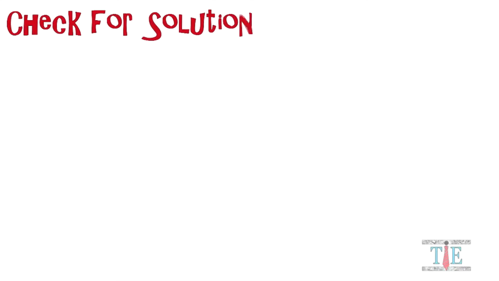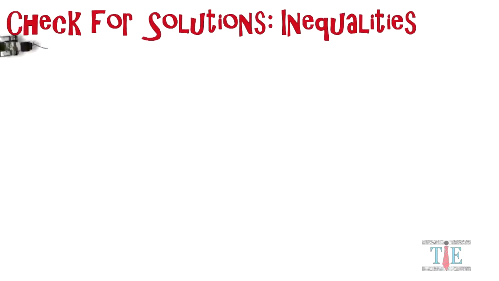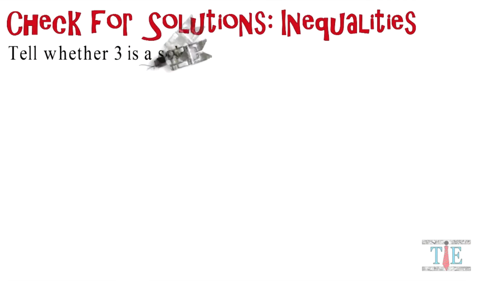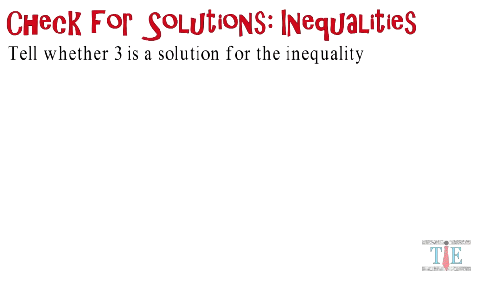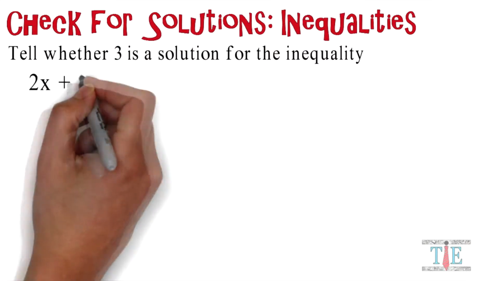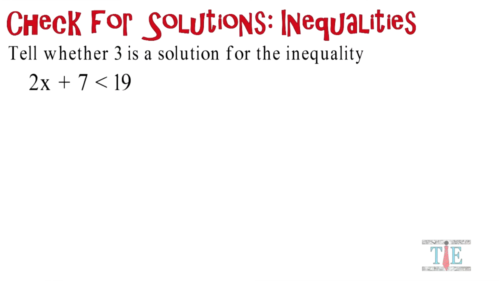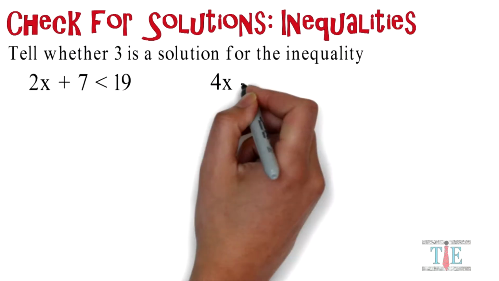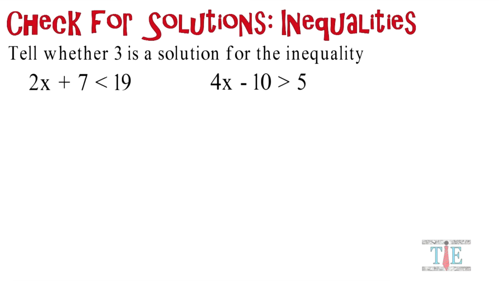Check for solutions. Inequalities. Tell whether 3 is a solution for the inequality. And you're given 2x plus 7 is less than 19. And you're also given 4x minus 10 is greater than 5.